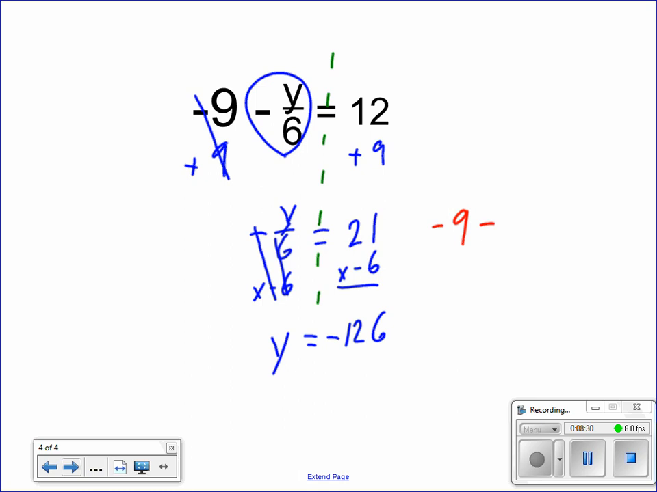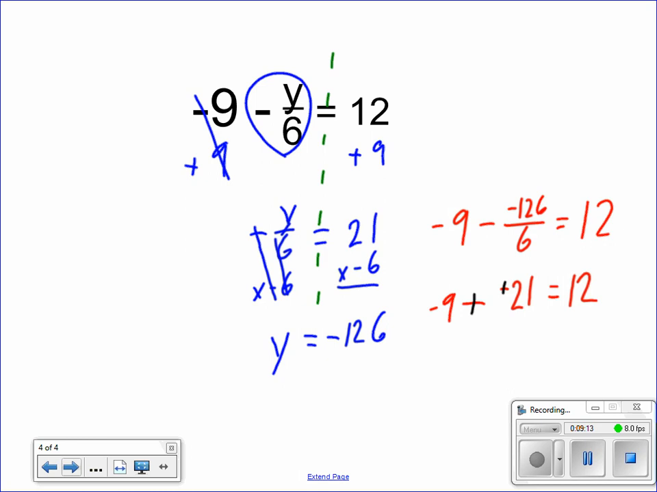And once again, you just check, make sure you have it right by plugging that into your equation. Negative 9 minus negative 126 over 6 equals 12. Negative 126 divided by 6 is equal to negative 21. When I subtract the negative, I add the opposite. So I'll change this to addition, change that to a positive. Negative 9 plus 21 is 12. Okay? So that would be correct.